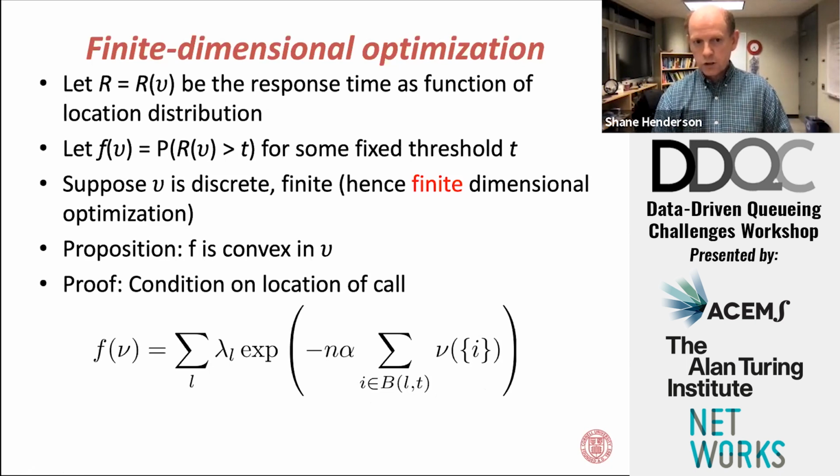So we want to work with an expression like this. This is the probability that the response time is bigger than t. I want to make that small, so I'm wanting to minimize this. Over the choice of those new variables, I'm minimizing a convex function. So that's a tractable optimization problem.